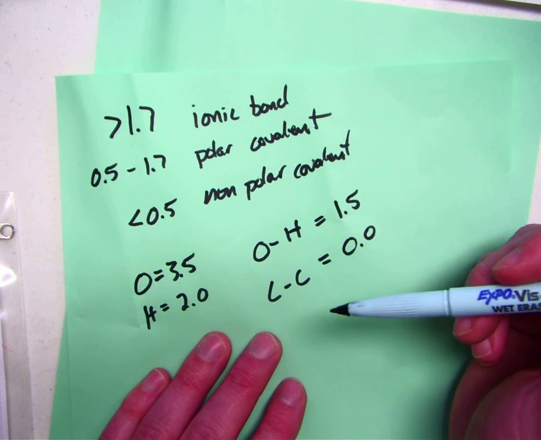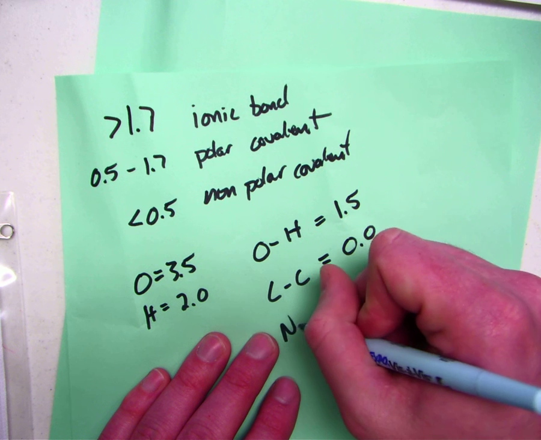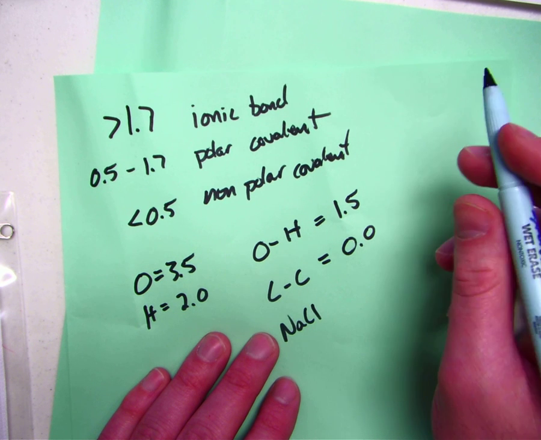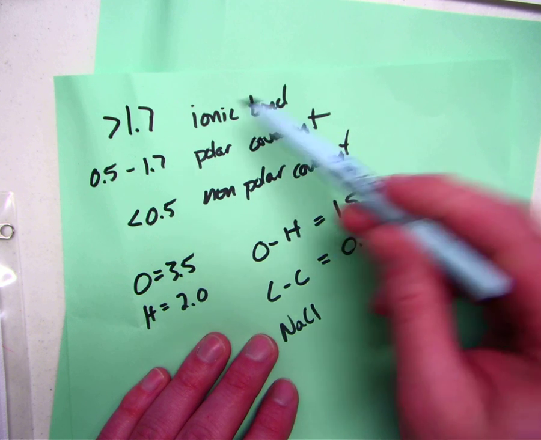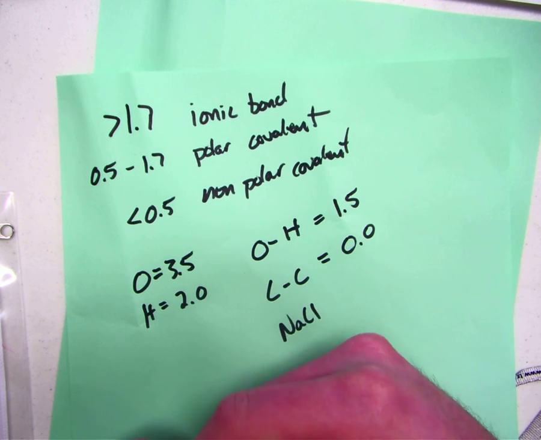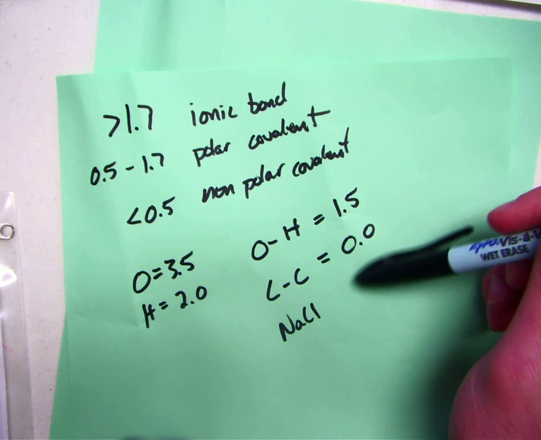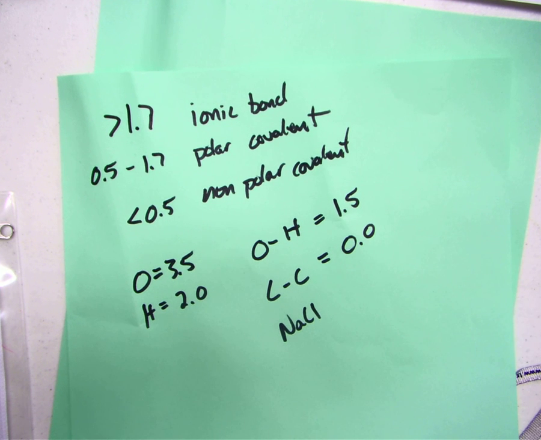And then you can always choose a salt. That's always a good one for ionics. So we could just pick NaCl, and they always have a much greater difference than 1.7. And obviously, you can just look at that table of electronegativities that was given to you for the test, and then choose from there. If you have any questions, then you can ask me about them later.